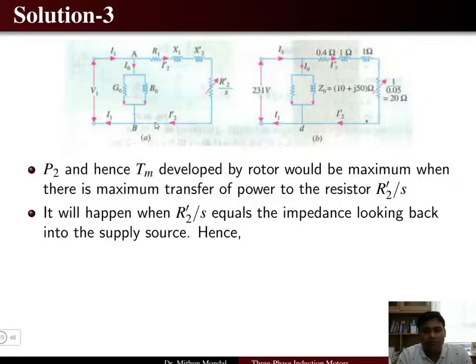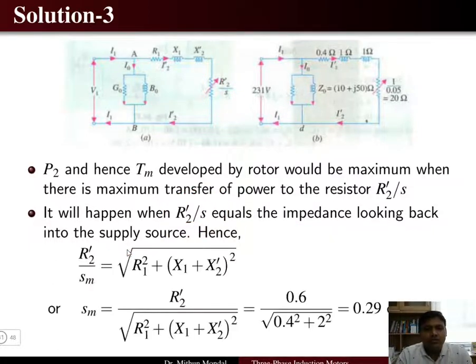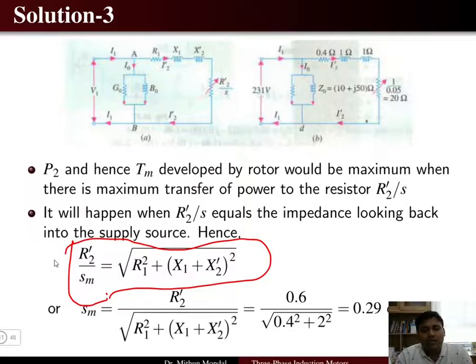So this is our load. It will happen when R2/S is equal to the impedance looking back into the supply source. The condition for the maximum power to be delivered to the load is when the impedance looking into the system is equal to the load impedance. Putting this into the condition, R2/S is equal to the total impedance of the network looking into the system, we can find the corresponding slip, that is, at what value of the slip the maximum power can be attained.